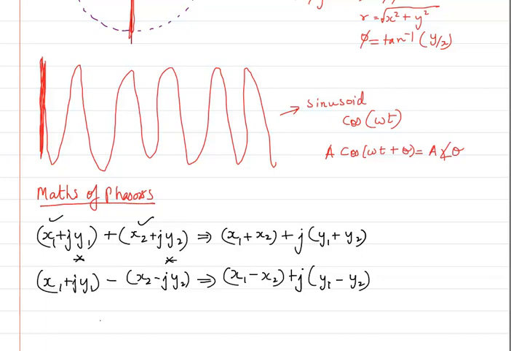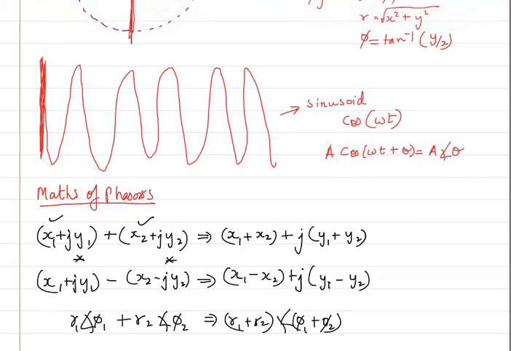Can we do something like this? Let's say R1 angle phi 1 plus R2 angle phi 2. Can we write it as R1 plus R2 angle phi 1 plus phi 2? No, this is wrong. We can never do this. This is one of the mistakes that most people make. Wrong method. You can never do it.